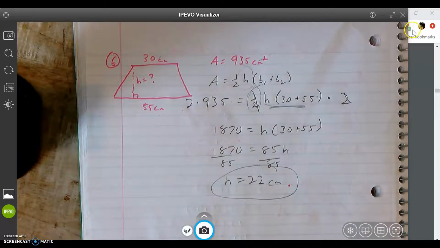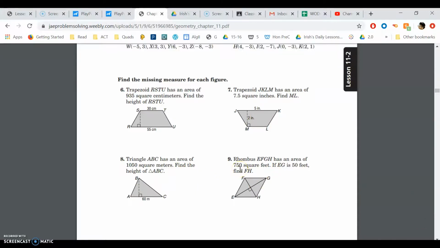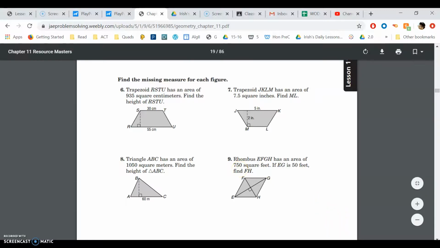So now you got similar problems like this. 7, 8, 9. We have to find a part, not necessarily the area. Okay? And then you have the exit quiz after that. Knock it out. Great job, everybody. Take care.